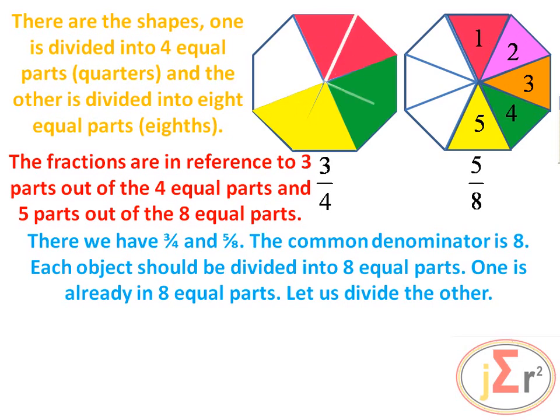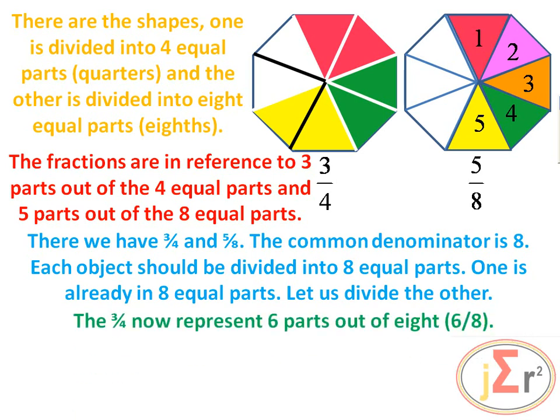So the divisions that we are placing in the first diagram must not affect the divisions that are there already. If the divisions that are there already are affected, it means that 8 is not a common divisor or a common denominator. The 3/4 now represent how many parts out of 8? 6. 1, 2, 3, 4, 5, 6.